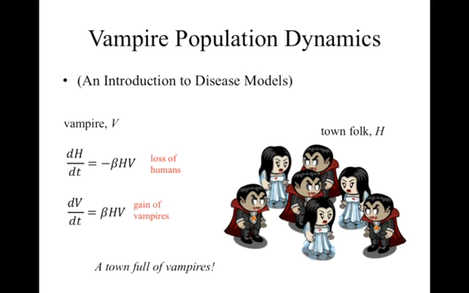And again, this is mass action, just like we saw for Lotka-Volterra predator-prey. The assumption is that if I double the number of vampires, I double the rate at which humans get converted into vampires. If I double the number of humans, I double the rate at which humans get converted into vampires. That's the assumption of mass action. That's the assumption of multiplying the number of townfolk H by the number of vampires V to get the rate of change of townfolk and vampires.